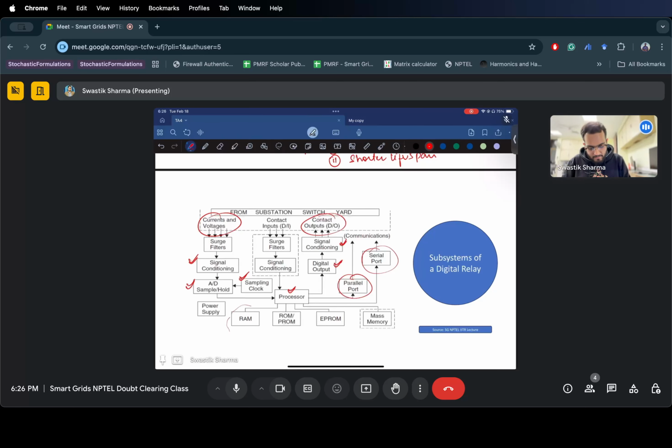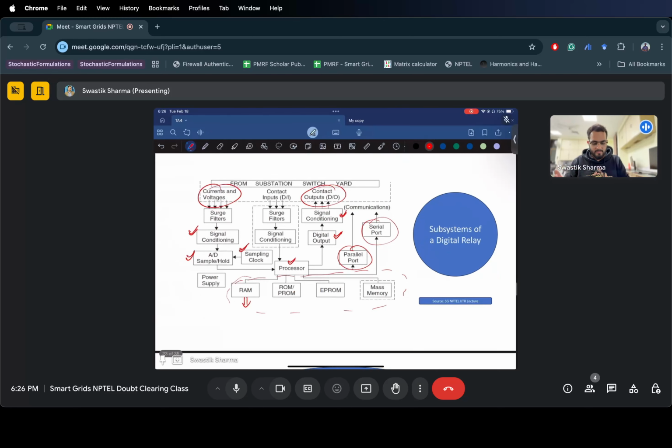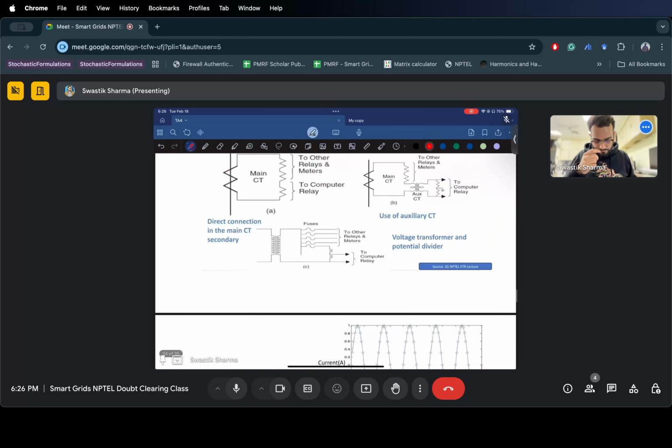And they have these memory blocks: RAM, ROM, EPROM, and mass memory, where they can store data. RAM is usually used to store momentarily the data from the system. ROM is an expandable storage, where we store the data for previous time occurrences as well. Erasable programmable read-only memory stores, for example, your software updates and other things. So this is how a digital relay's subsystems look.